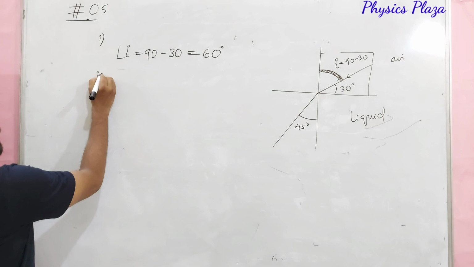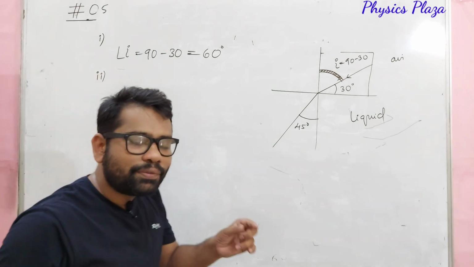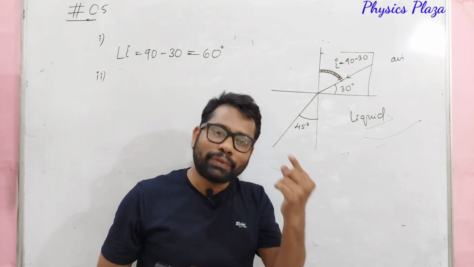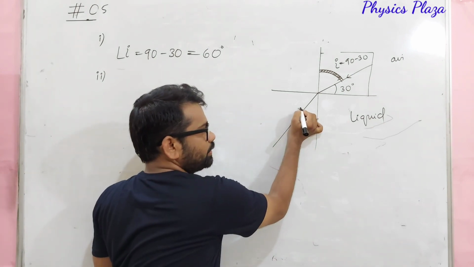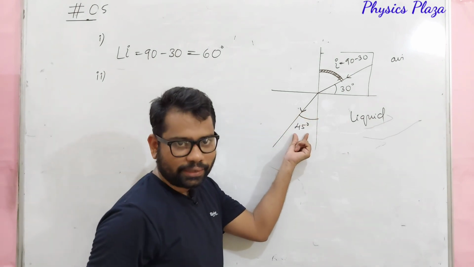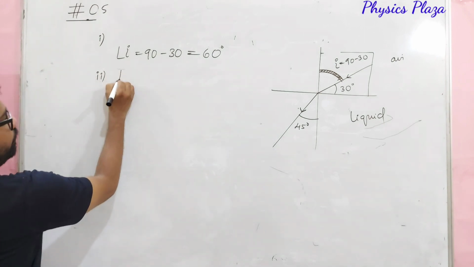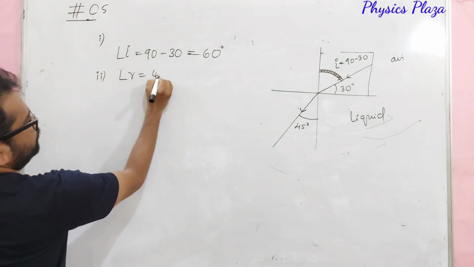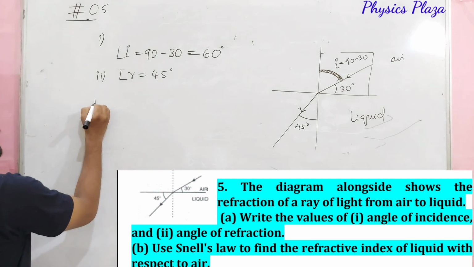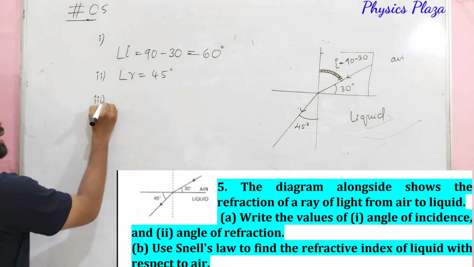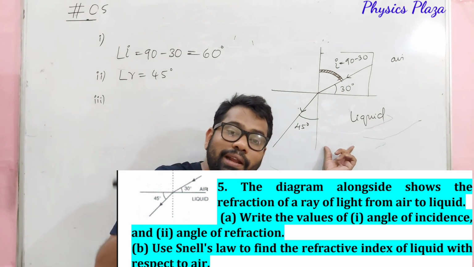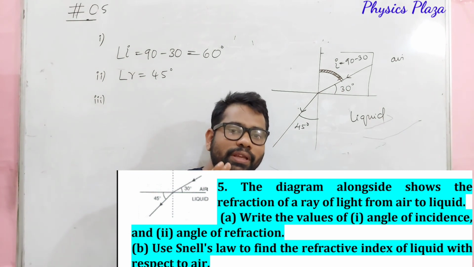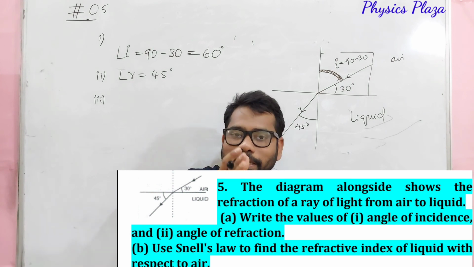And what is the angle of refraction? The angle between the normal drawn and the refracted light ray is called the angle of refraction. Directly it is given as 45 degrees. So the angle of refraction is 45 degrees. Now dear children, they are asking us to calculate the refractive index of this liquid in which the light ray is getting refracted. So here we have to use the concept of Snell's law.